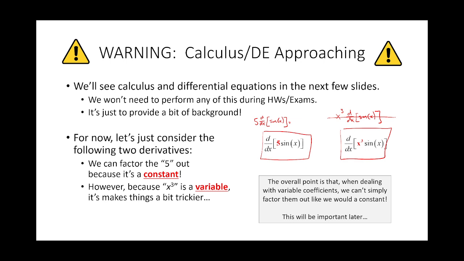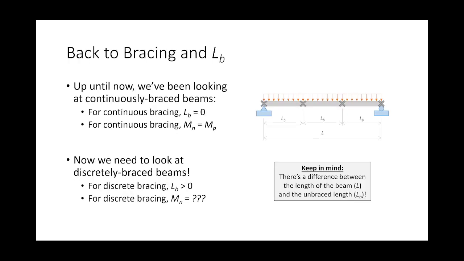So what I'm talking about is this. Okay? When you solve differential equations, it is usually easier to deal with constant coefficients than it is variable coefficients, right? Because just from a basic derivative, once that coefficient becomes a variable, oh, then the derivative becomes a thing. We got to do the product rule. So it becomes different, okay? So the overall point is that when dealing with variable coefficients, we can't do that, okay? I want you to keep that in the back of your head because that's going to be important when we go through this derivation for buckling.